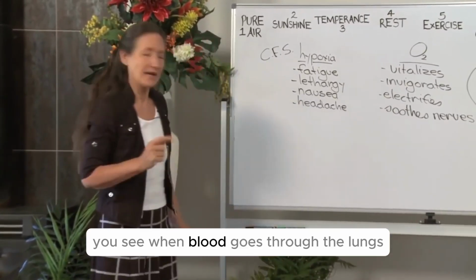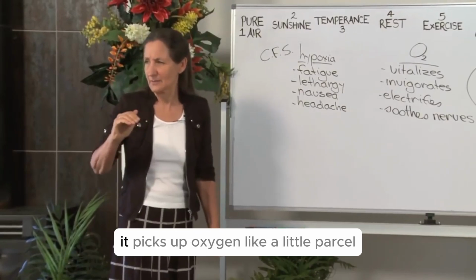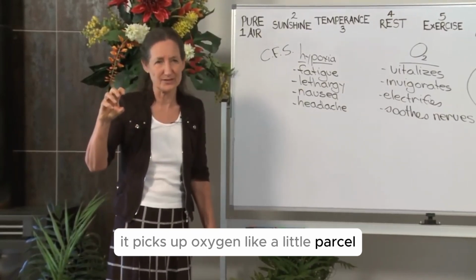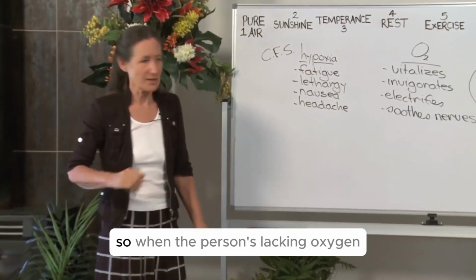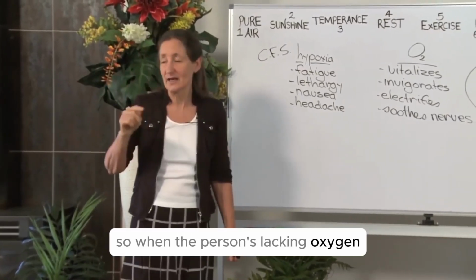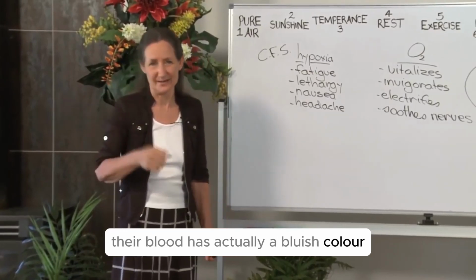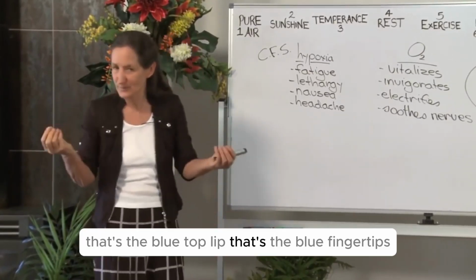You see, when blood goes through the lungs, it picks up oxygen like a little parcel, and it gives the blood a bright red colour. So when the person's lacking oxygen, their blood has actually a bluish colour. That's the blue top lip, that's the blue fingertips.